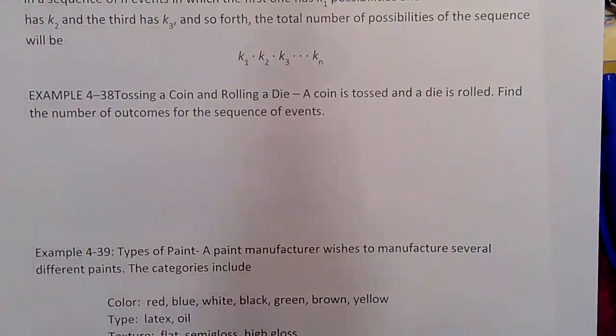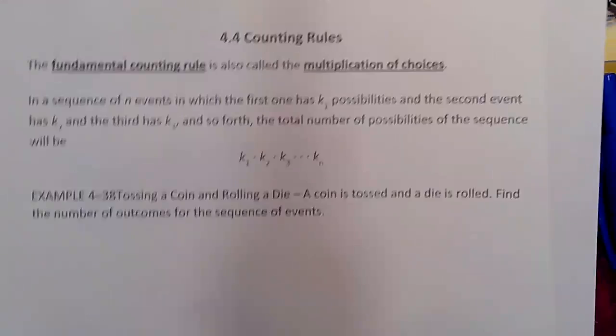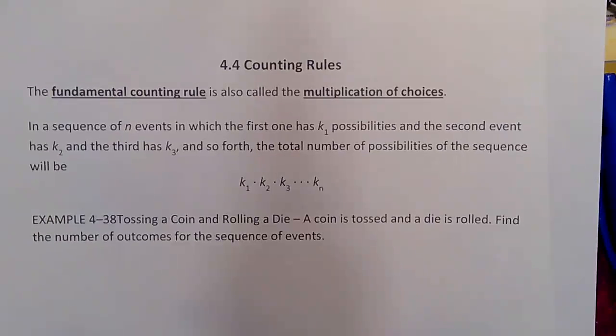If we look at the first problem back on this page 118, where section 4.4 counting rules begins, it says the fundamental counting rule is also called the multiplication of choices rule. In a sequence of n events in which the first one has k1 possibilities, the second event has k2, and the third has k3, and so forth, the total number of possibilities of the sequence will be k1 times k2 times k3, all the way down to kn.